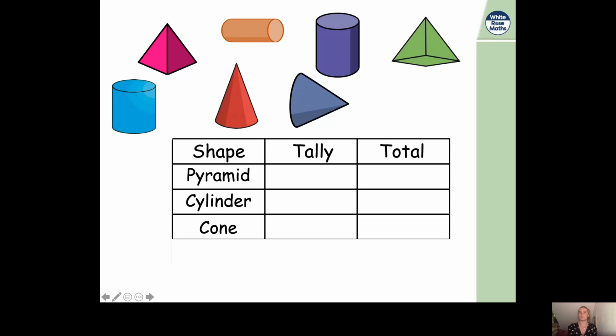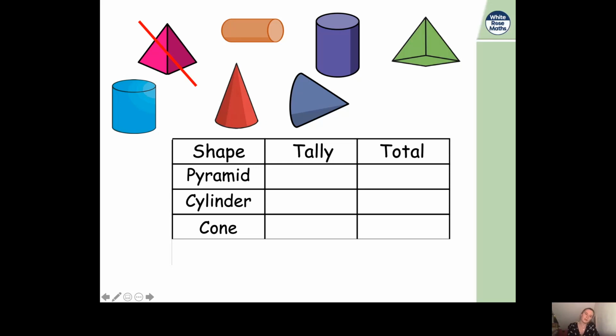Now let's start with the pyramids. Well, can I see any pyramids? I remember that a pyramid has a point at the top. It's got some flat faces on the side, which are in the shape of a triangle. And it's got a square flat face at the bottom, hasn't it? Now, can I see any of those? Oh, yes, look, I can see one here. That's a pyramid, isn't it?